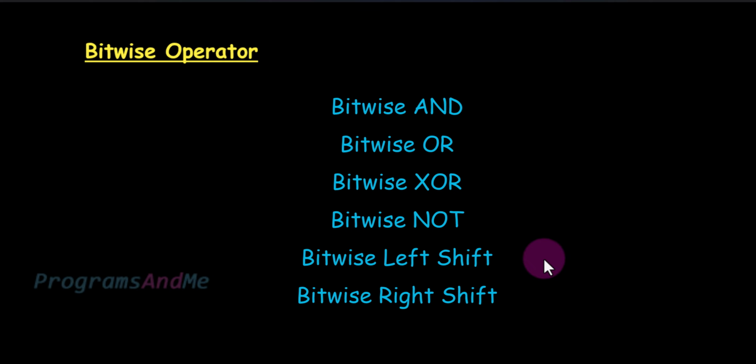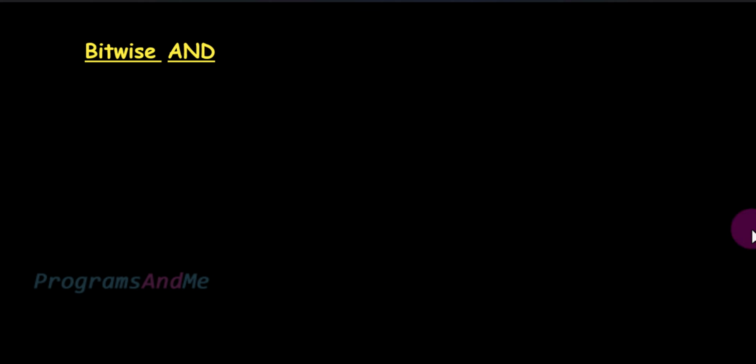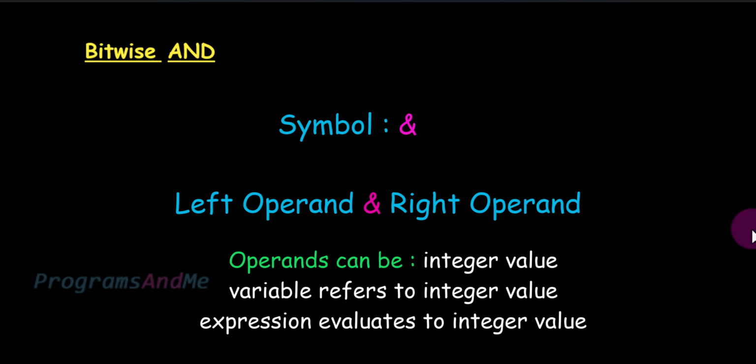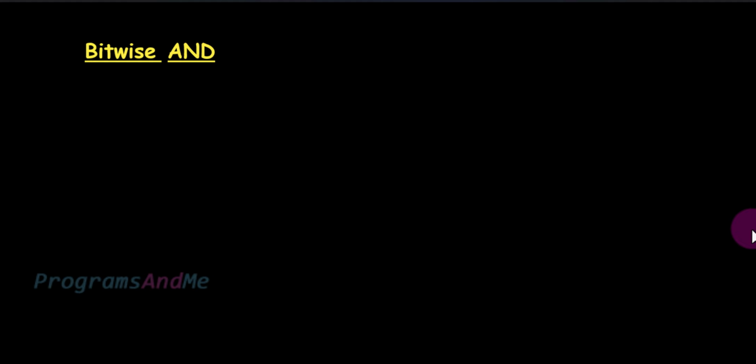So first, let's talk about the bitwise AND operator. The symbol used to represent the bitwise AND operator is this AND symbol. The syntax is left operand and right operand. Here the left operand and right operand can be a value, variable or expression, but the final result must be an integer number. As I said, bitwise operators work only on integer numbers, so if you use a value or a variable or expression, it must evaluate to an integer number.